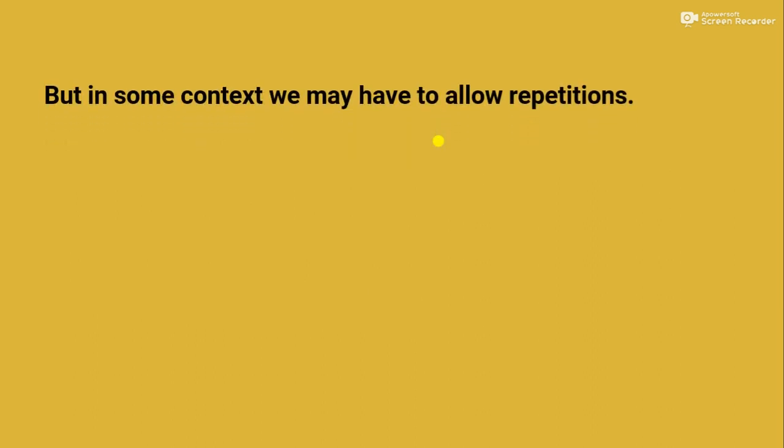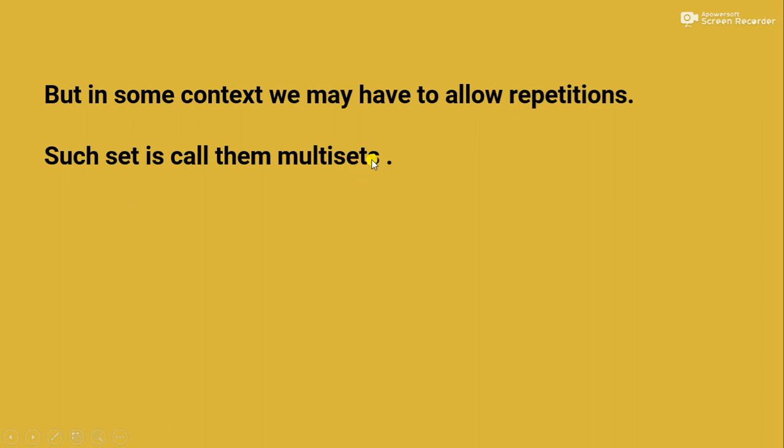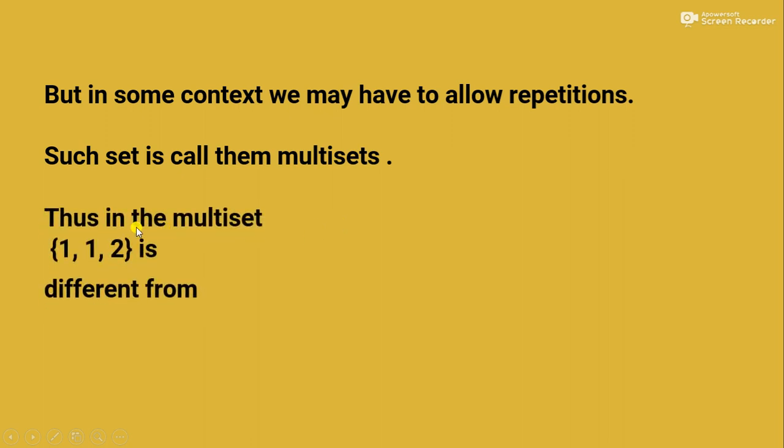But in some cases we may have to allow repetition. Such a set is called a multi-set. In those sets repetition is allowed, and this type of set is known as a multi-set. Thus in multi-sets {1, 1, 2} is different from {1, 2}. In the general case {1, 1, 2} is equal to {1, 2}, but in a multi-set the repetition is allowed, therefore this set is different from this set.